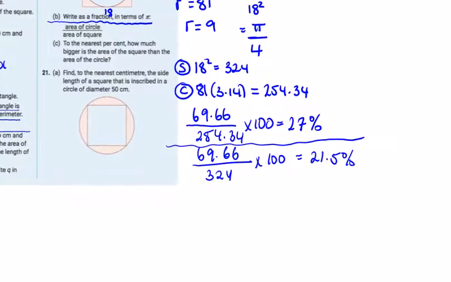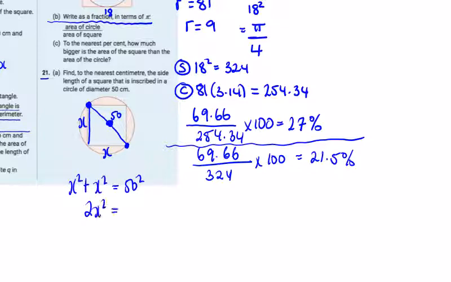And then find, to the nearest centimeter, question 21 here, the side length of a square that is inscribed in a circle of diameter 50. Okay, there's the diameter of the circle, which is 2 radiuses. So that's going to be my right angle triangle with a 50. And this is a square, so the sides are the same length. So x squared plus x squared is equal to 50 squared, 2x squared is 2500, x squared is 1250, and the square root of 1250 is 35.35.